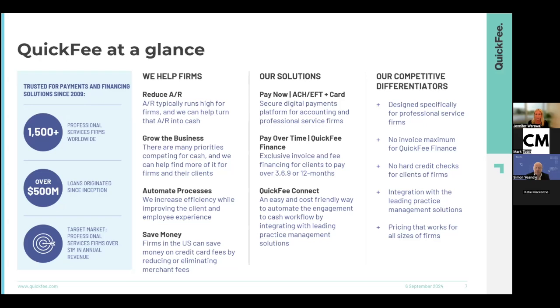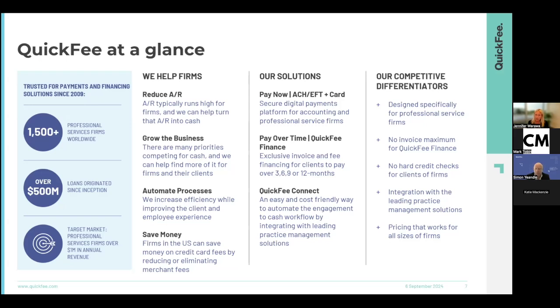Of course, we have some competitors that we run up against, but there are some very specific ways that we differ from our competition. Quickfee's designed specifically for professional service firms. We have no invoice maximum for Quickfee Finance. We have no hard credit checks for the clients of firms, which is important because someone doesn't want a black mark on their credit score simply because they paid an invoice on a monthly basis. We integrate with the leading practice management solutions, and we have a pricing model that works for all sizes of firms. We are the best solution that meets the needs of the largest segment of the accounting market, and we have a very competitive subscription pricing model.